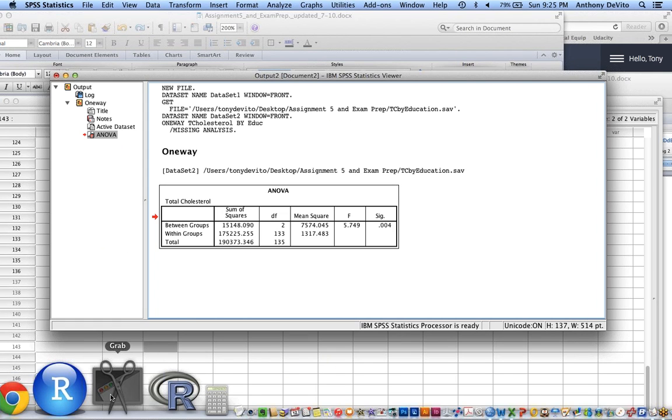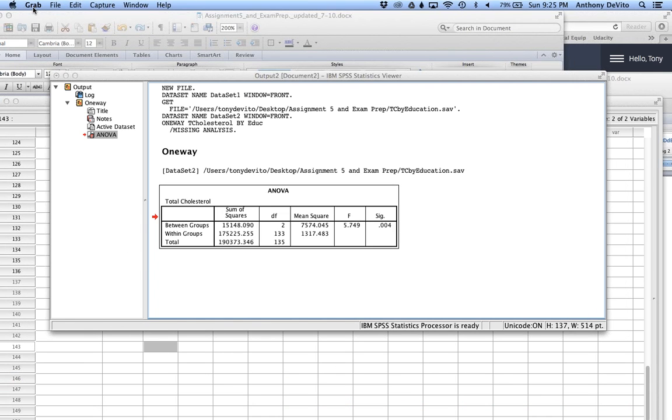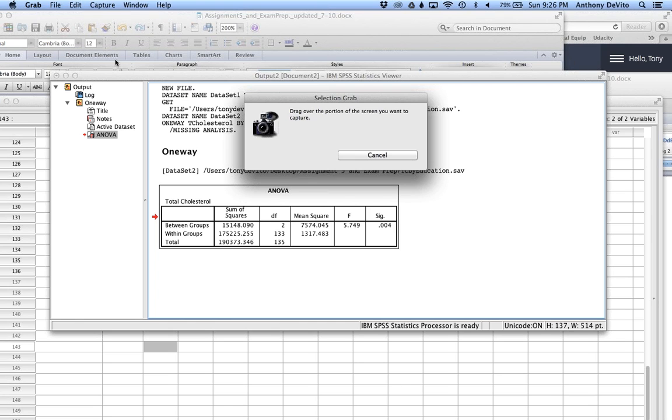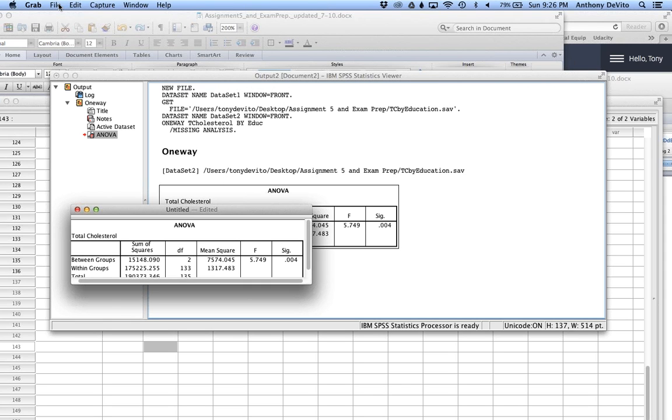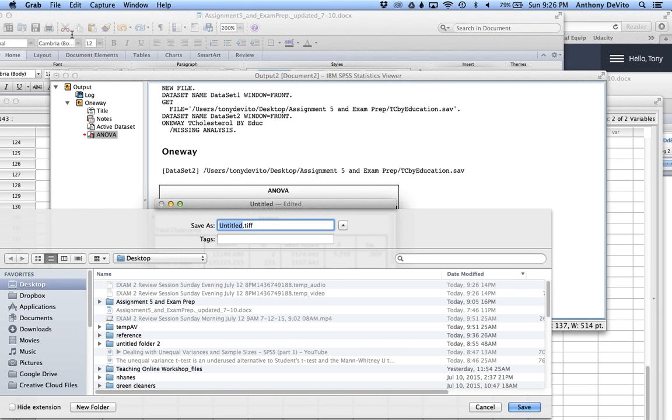What you can do there is you can go to Grab. You notice the top changes: Grab, File, Edit, Capture. Go into Capture, say Selection, and we can tell it we want to capture this table. We select the area we want to capture. It comes up with an image, and I can save that image to my desktop. It'll save it as a TIFF file, give it a name, and so on and so forth.